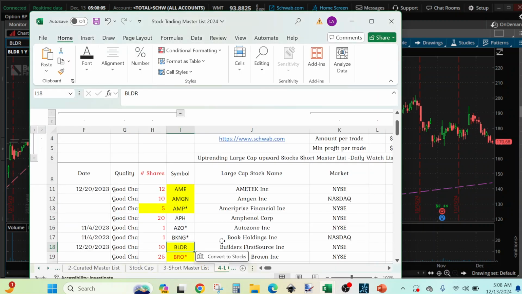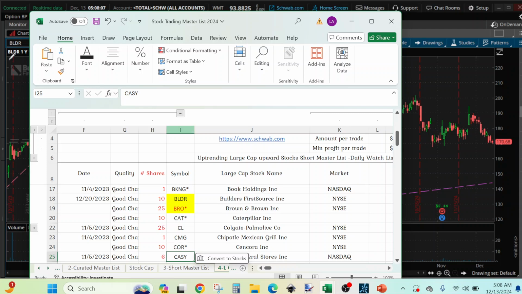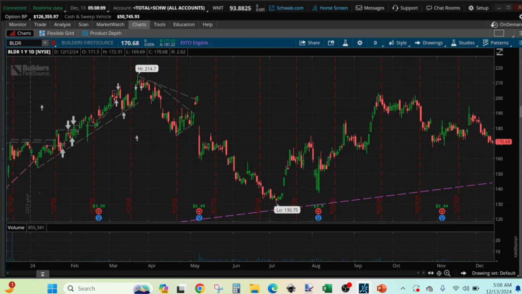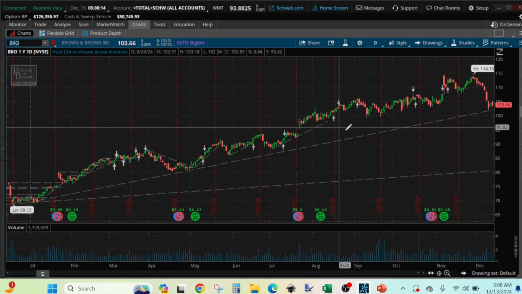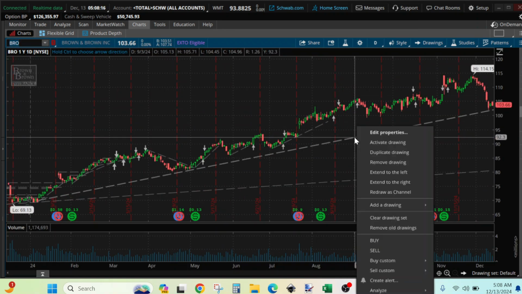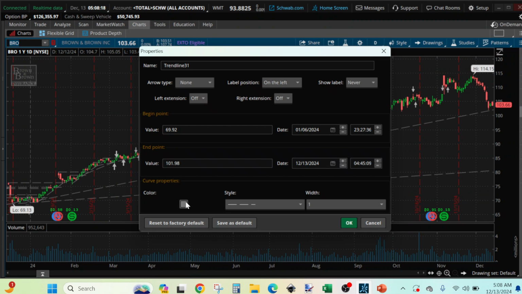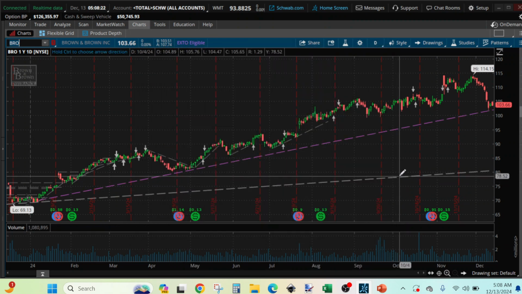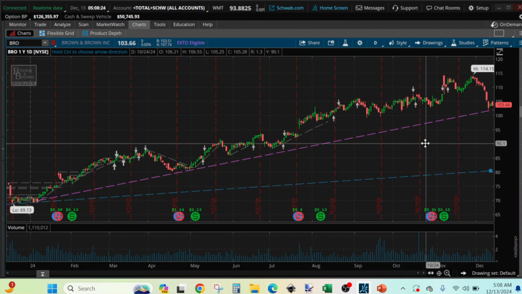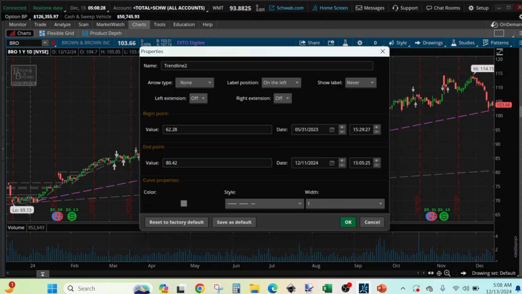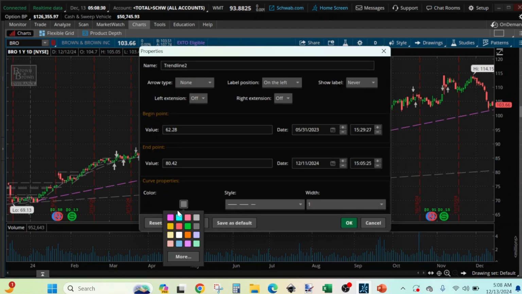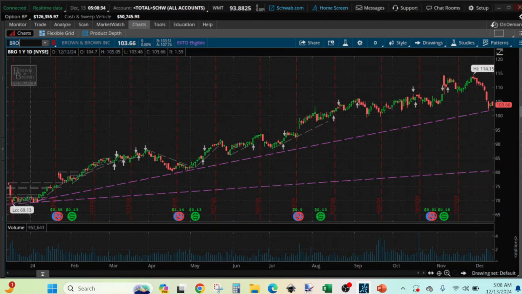So yeah, now let's continue here. Cats first. BRO, let's turn that line into purple. You just right click, you go to AD, and you can change the color if you want to change the color.